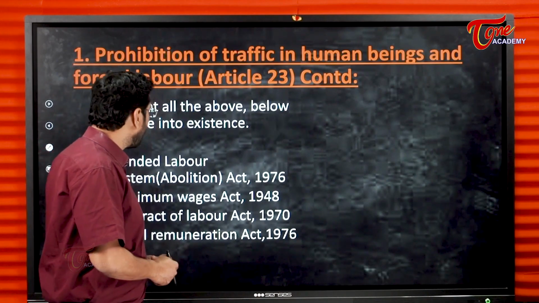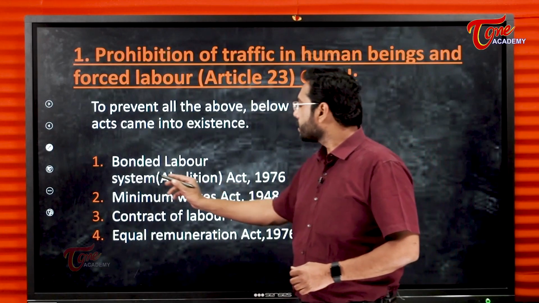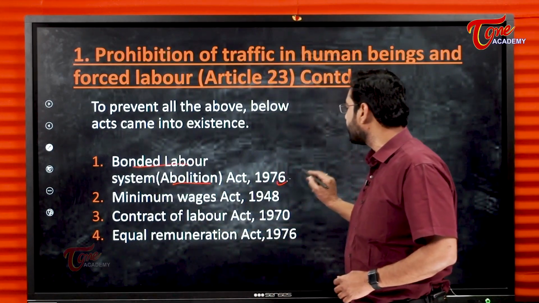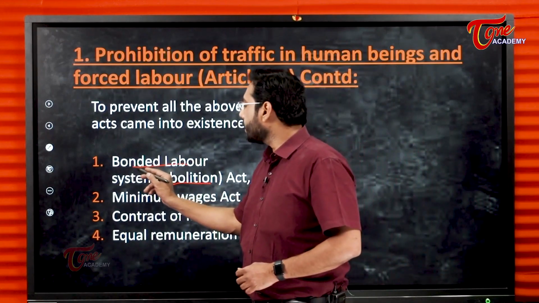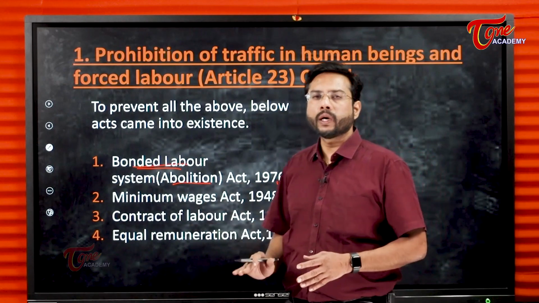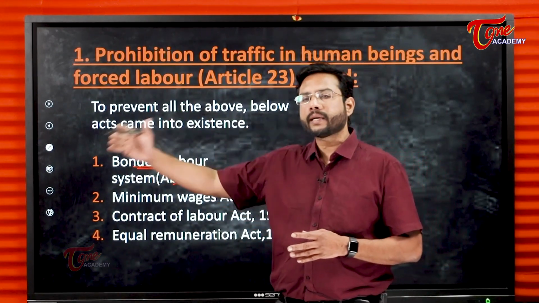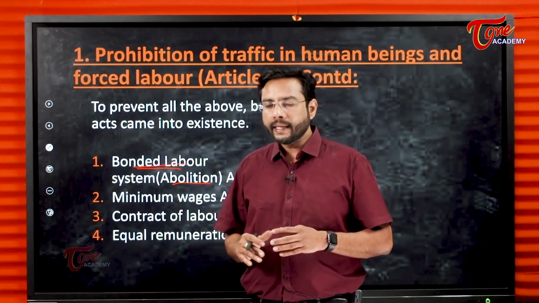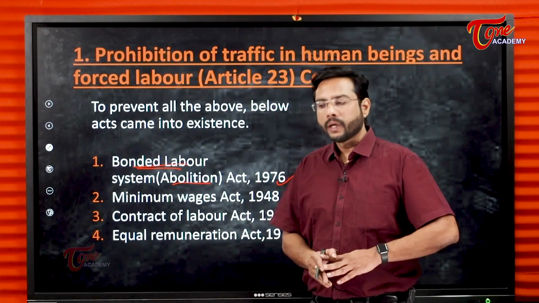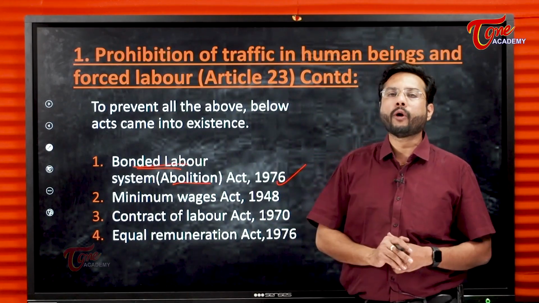So we have few important acts, many acts. Bonded labor system, abolition of bonded labor system 1976. Bonded labor is a labor where he is forced to work. He was not allowed to go out of that zamindar. He has all rights on that labor. He used to torture him. He used to pay very little for his work. So this system has been abolished.